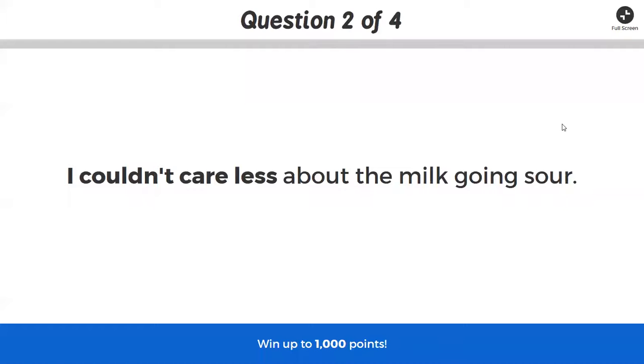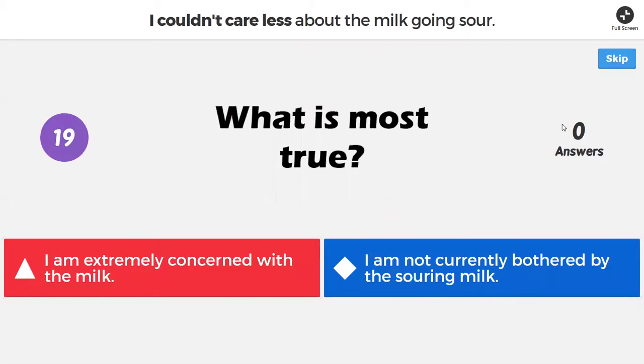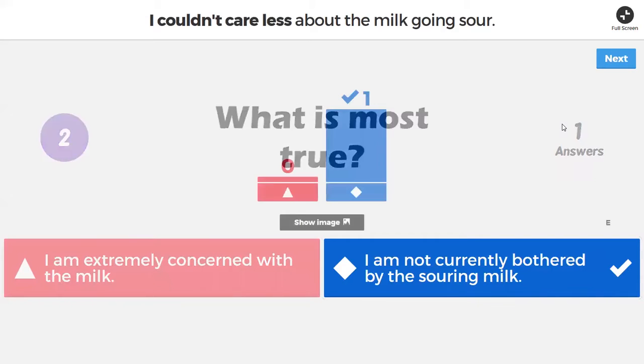Next, question 2. I couldn't care less about the milk going sour. So what is most true? So we're looking to apply this and understanding it. So I'm extremely concerned with the milk. We know that's not the meaning that we just heard. Instead, it's I'm not currently bothered by the souring milk.